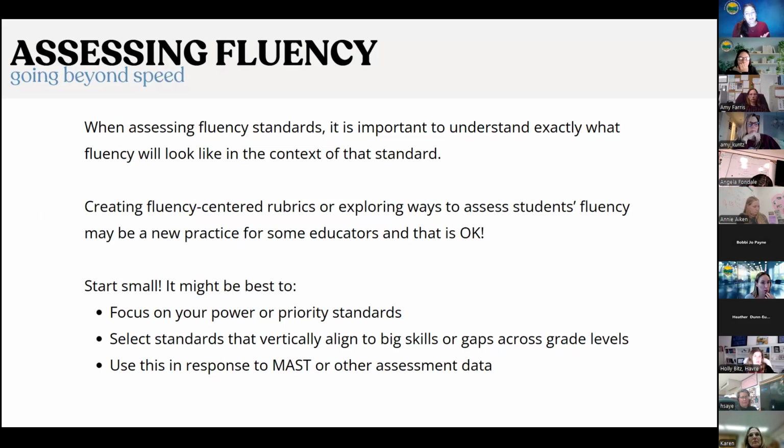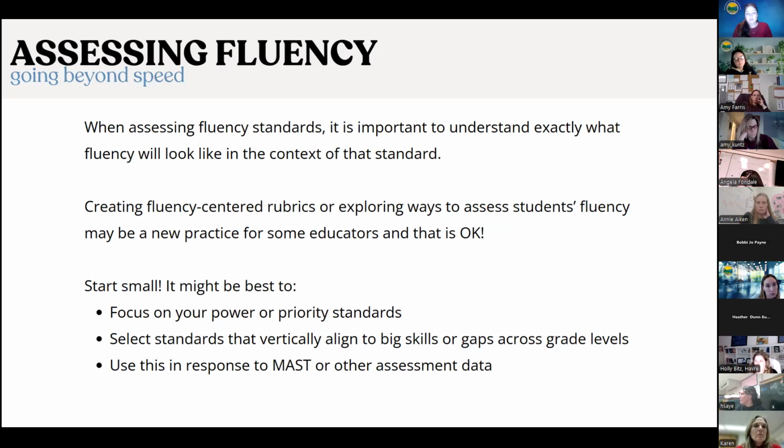So I would recommend that if your school doesn't have proficiency rubrics and proficiency scales for every single standard already, then just start with the power or priority standards, or maybe the standards that, across the grade levels, you're all talking about a skill being missing. So maybe your fifth grade teachers are saying, wow, fractions are really troubling, right? And then down to third grade, you're looking at third, fourth, and fifth grade fraction standards. That can make this a little easier.